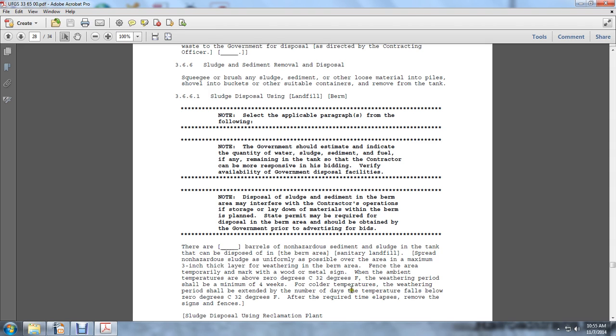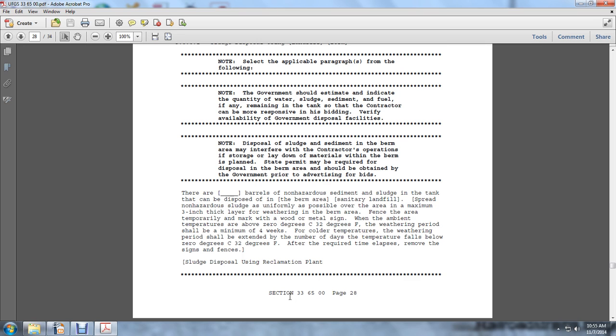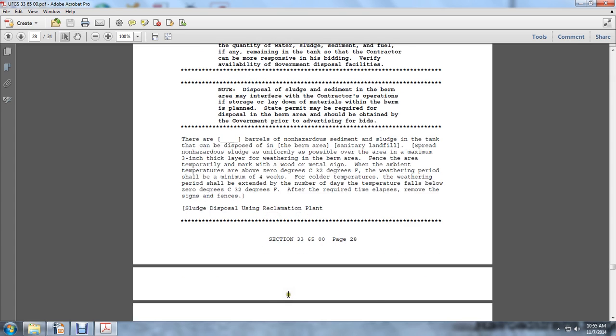Weathering shall be extended for the number of days the temperature falls below 0 degrees Celsius, 32 degrees Fahrenheit, freezing. After the required time has elapsed, remove the signs and the temporary fences. Sludge disposal using a reclamation plant.